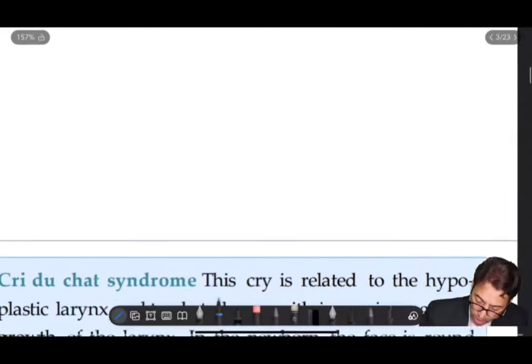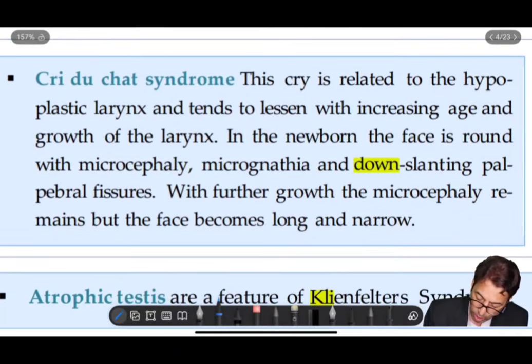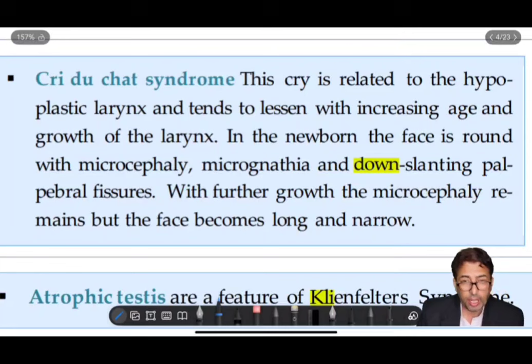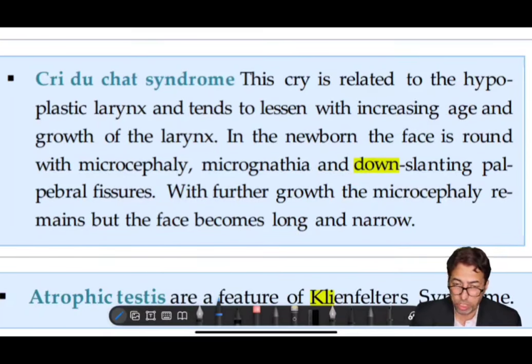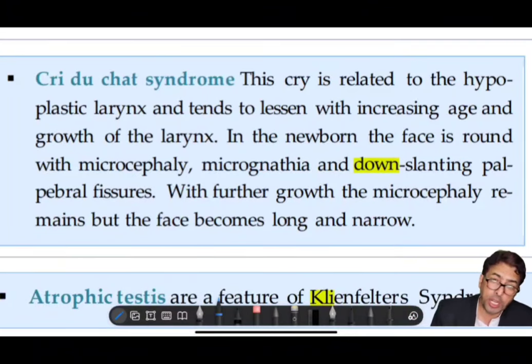These are the snapshots from my book, NEET PG QR Quick Review and Platinum Q Bank, wherein I have just summarized what has come from either the Platinum Q Bank, Volume 1, Volume 2, Volume 3, and NEET PG QR. So Cri-du-chat syndrome was asked as a question in FMGE.